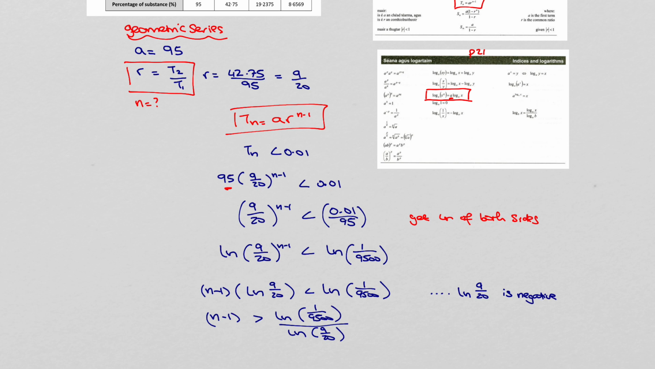What that gives us then is we want to get n on its own, so I'm going to add 1 to both sides. Note I still haven't found the values of the natural logs on the right, and that's because we don't want to round until the very end. The less we round, the better. So we have n is greater than natural log of 1 over 9,500 divided by natural log of 9 over 20, plus 1. That means that n has to be greater than 12.47.